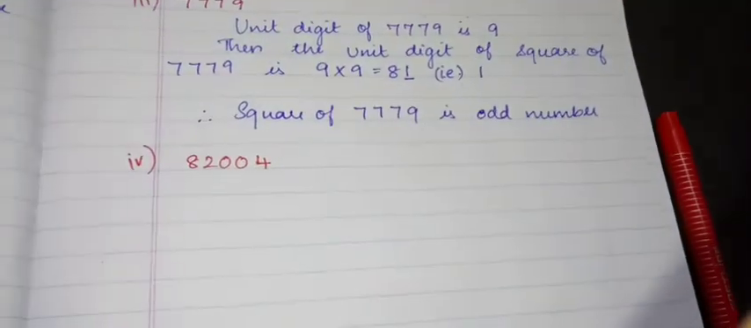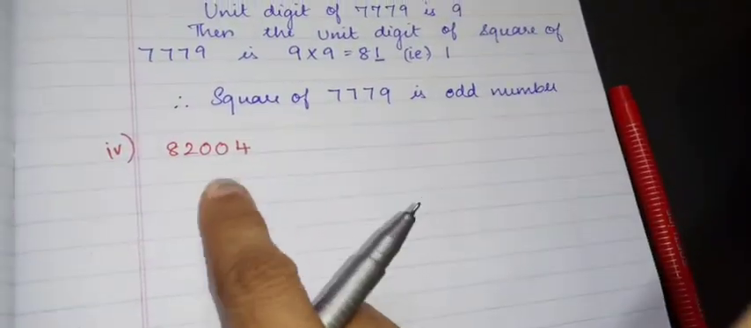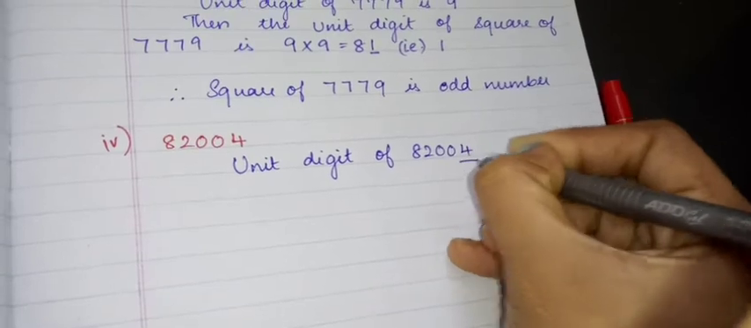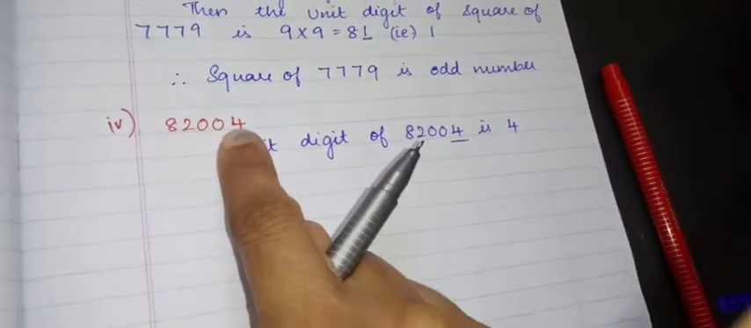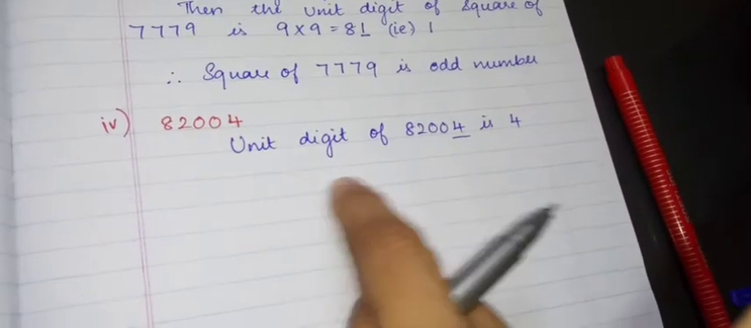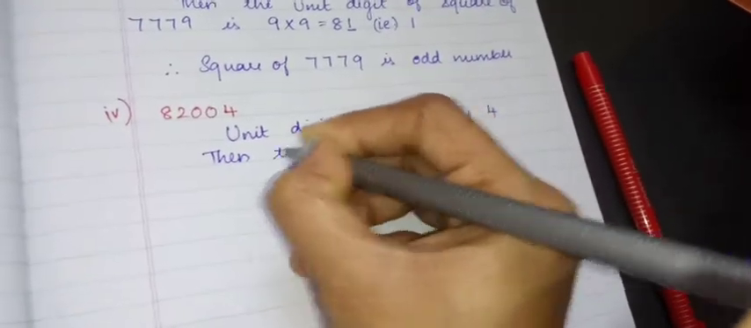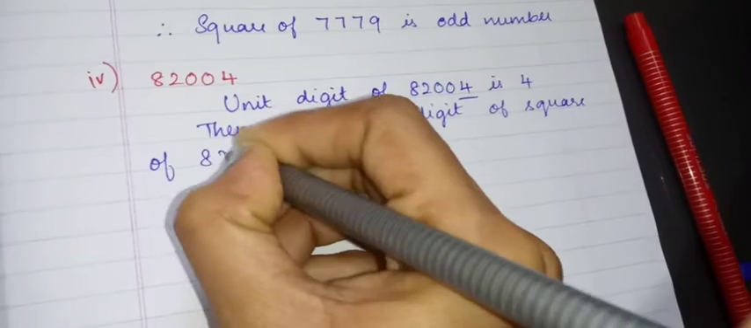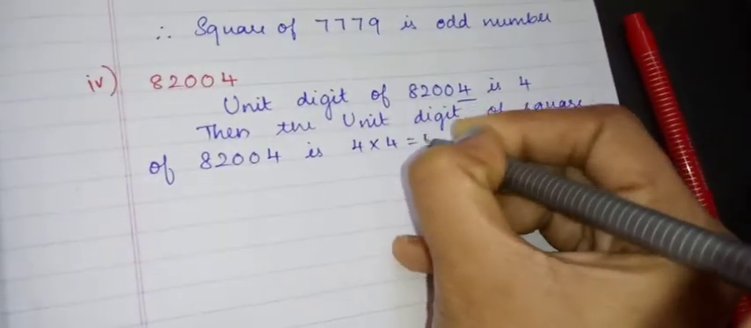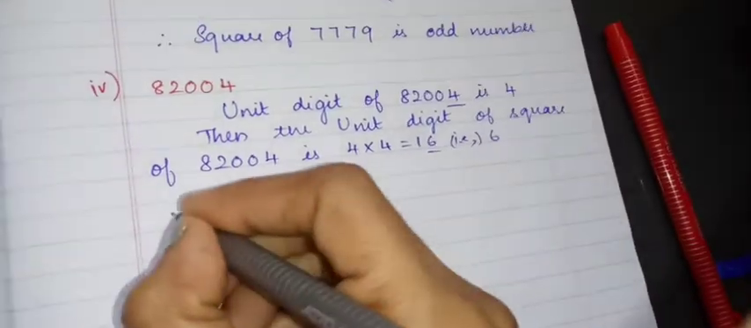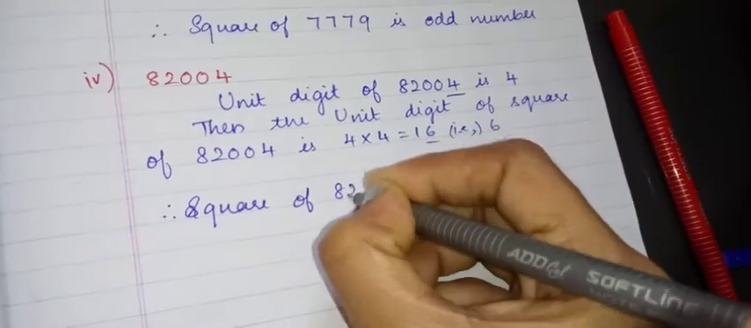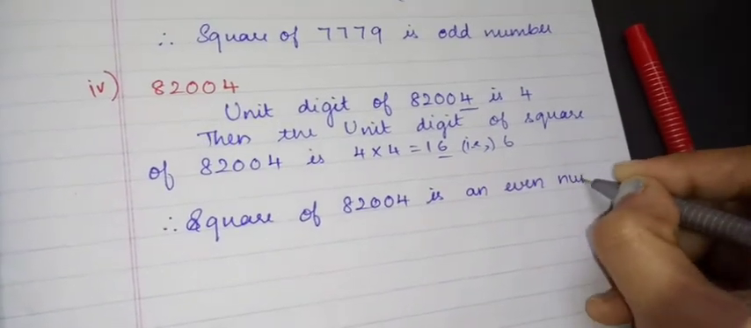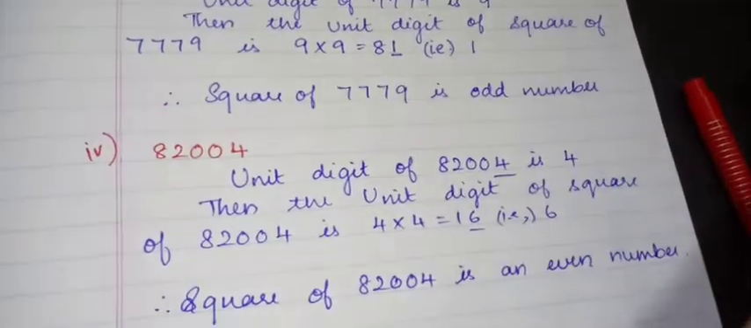This is your fourth number. What is the number? 82,004. Right. What is the unit digit of this 82,004? 4. The unit digit of 82,004 is 4. What is the unit digit of the square of this number? 4 fours are 16. So what is the unit digit? 6. Then the unit digit of the square of 82,004 is 4 fours are 16, that is 6. Therefore, the square of 82,004 is an even number, because the digit is 6. Understood? If it is 1 or something like that, we can say that it is an odd number.